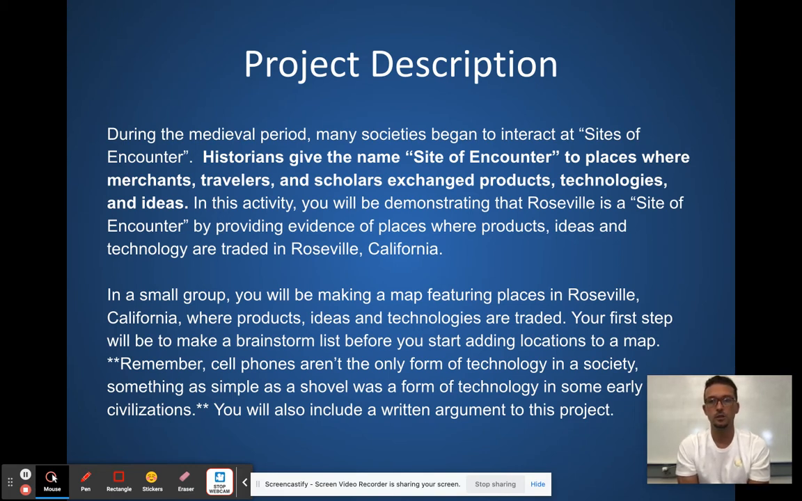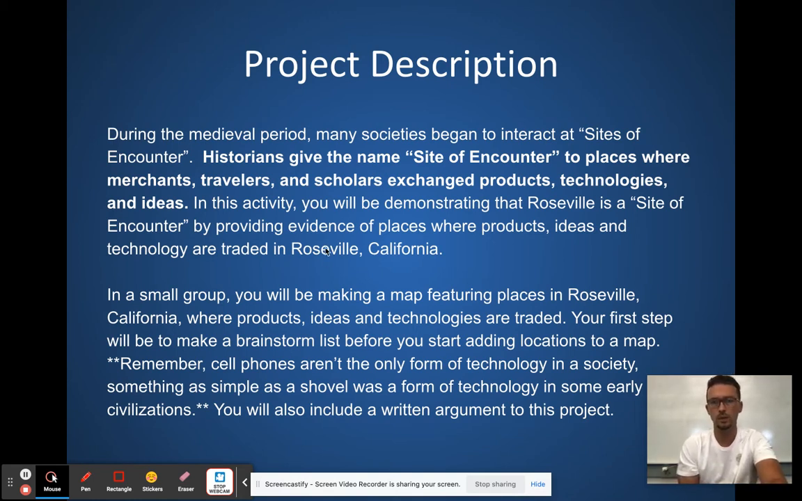In this activity, you will be demonstrating that Roseville is a site of encounter by providing evidence of places where products, ideas, and technology are traded in Roseville. So we're going to take this historical idea and apply it to today in Roseville, and show you that this is something that exists in modern times. It's not just a part of ancient history. It's actually a part of our everyday lives.